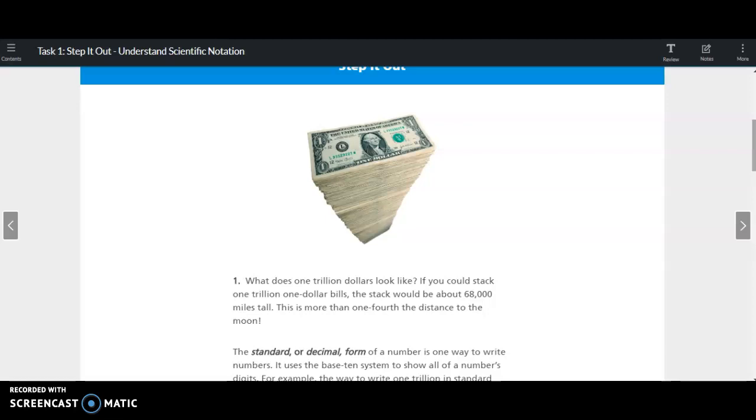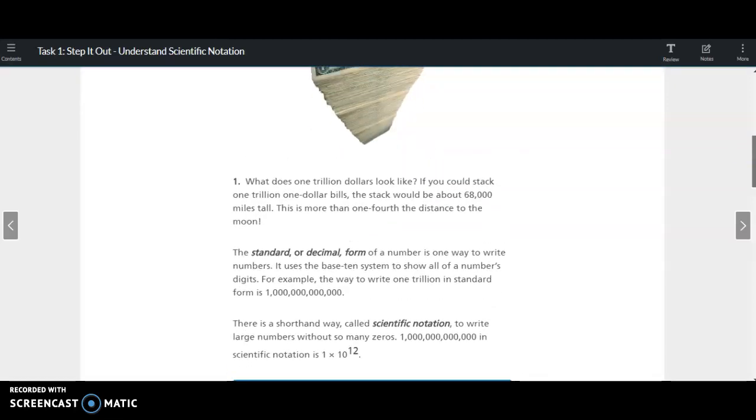Oftentimes this number is larger than what a calculator would compute. You can't put $1 trillion into a calculator. So how would bankers even be able to calculate that much money? So we're going to take the standard form, $1 trillion, and rewrite it in scientific notation so that it's something that we can comprehend in calculations.